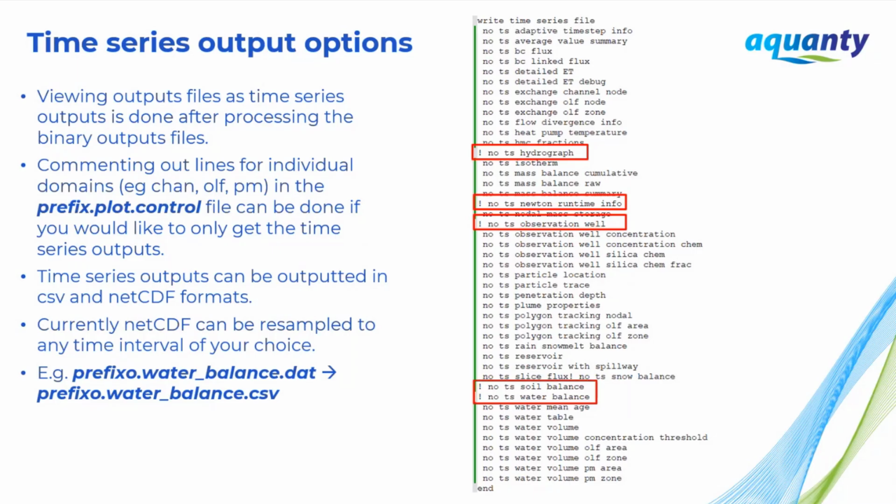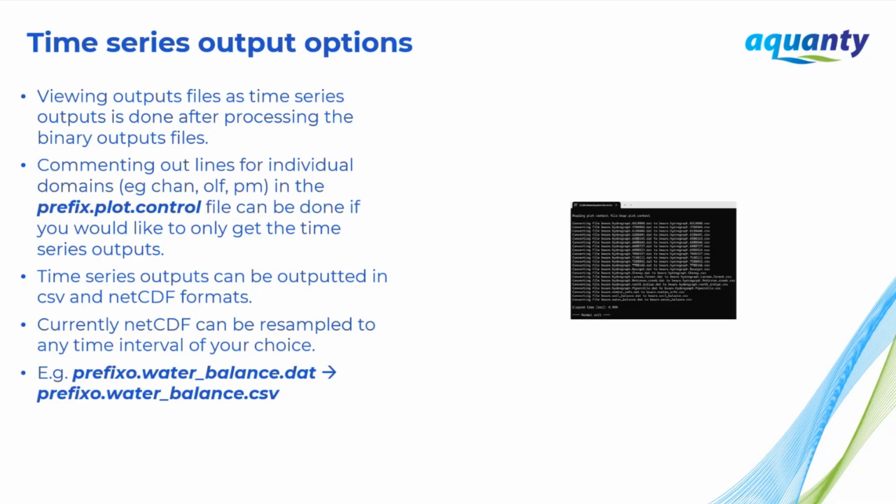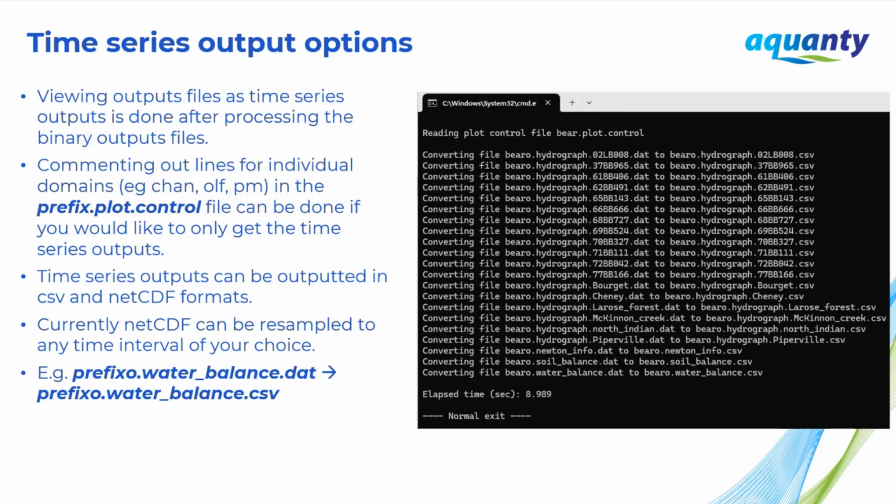Then again, in the command prompt, as you can see, the command is pretty simple too: HGSVTU --time-series.csv. If I want to look at all the time series files of the variables I just mentioned, we can export them as CSV time series. When you execute that command, the output shows all the hydrographs, the Newton info file, the soil balance, and the water balance files being converted to individual CSV files. Each hydrograph .dat file is being converted to an individual CSV file like this.